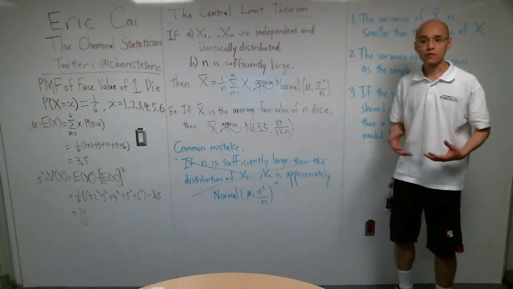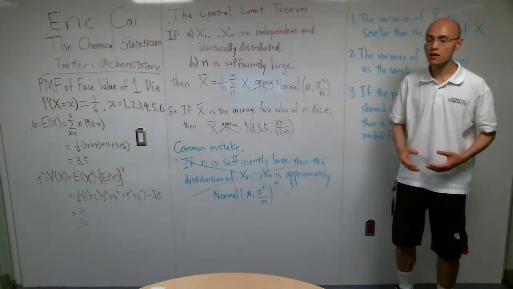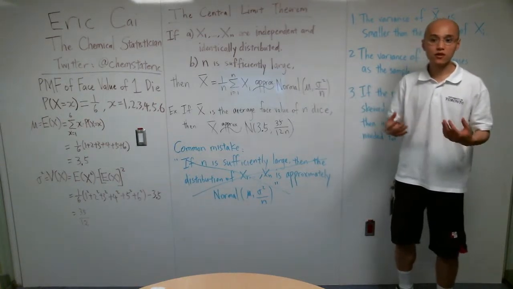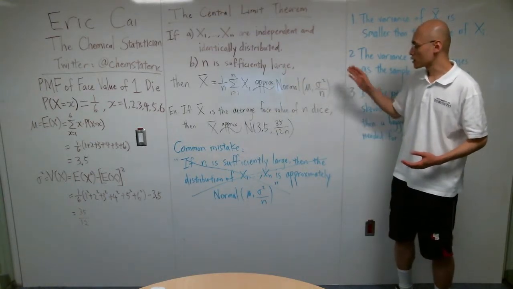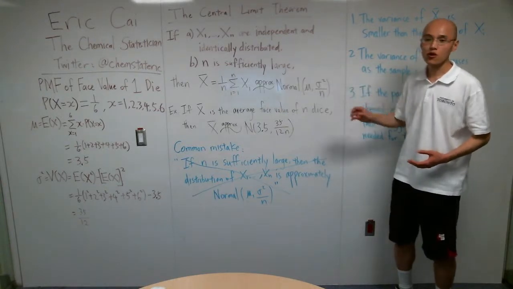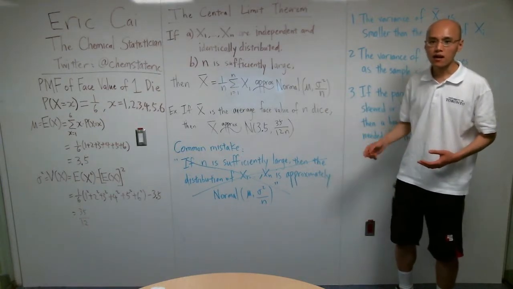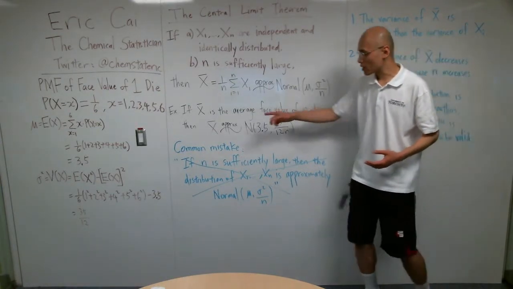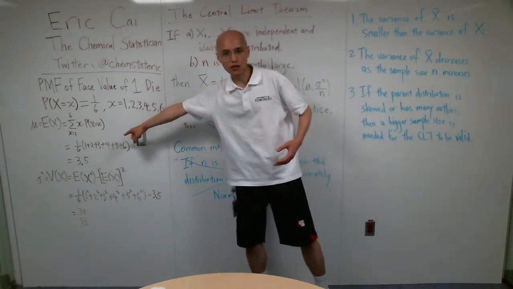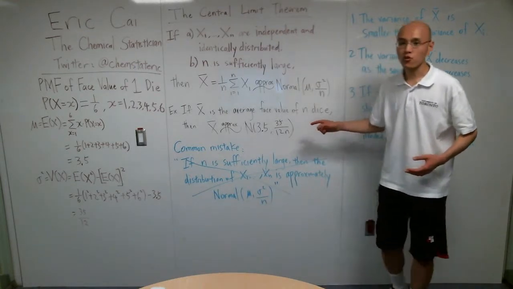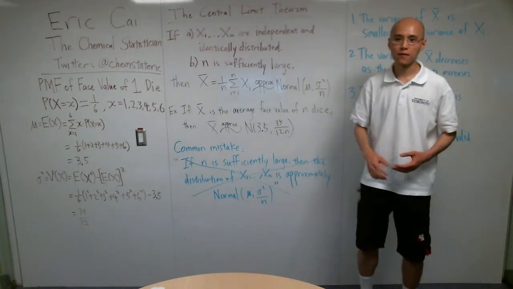Now, the central limit theorem says that if you have n random variables, X1 to Xn, that are independent and identically distributed, and if n, the sample size, is sufficiently large, then the sample mean has an approximately normal distribution with expected value mu and variance sigma squared over n. Applying this to our example of rolling n dice, their average face value will have an approximately normal distribution with expected value 3.5, which comes directly from over there, and variance 35 over 12n. So it's not 35 over 12, it's 35 over 12n.